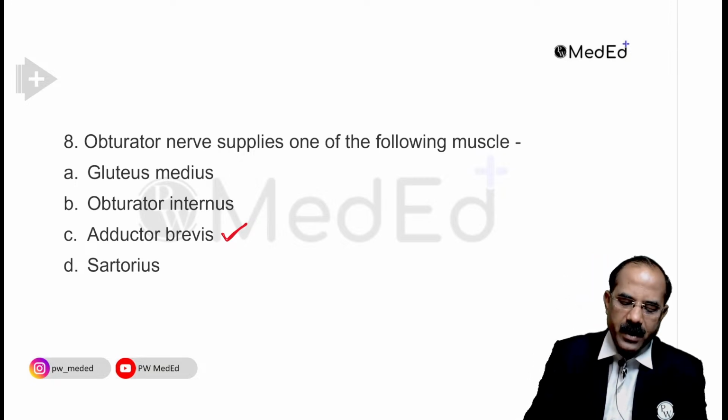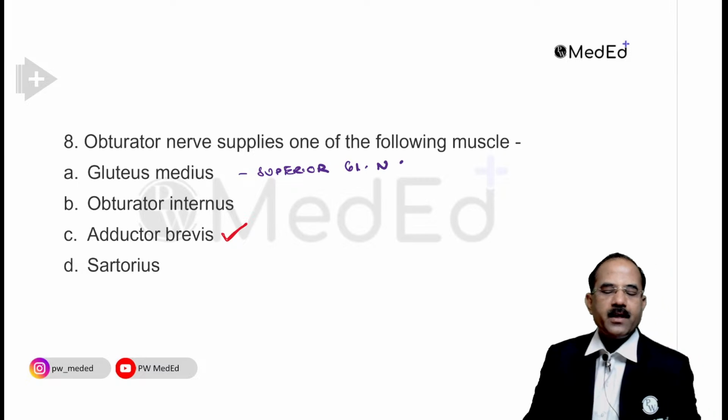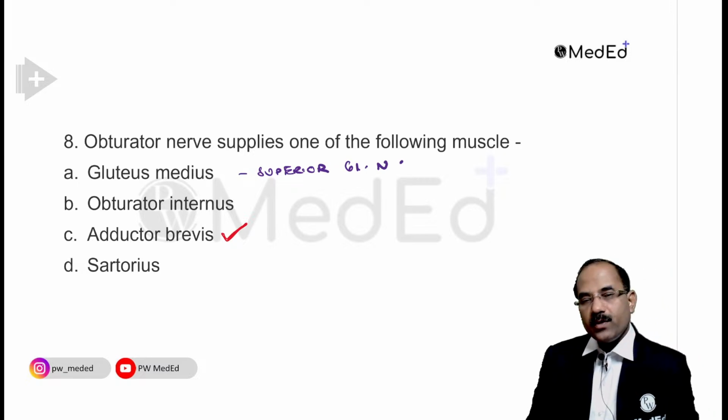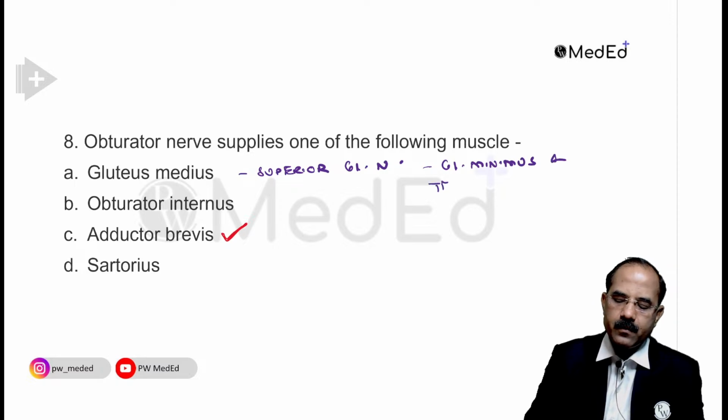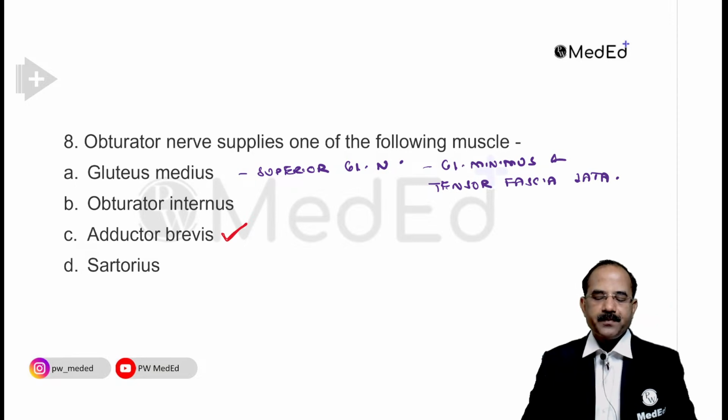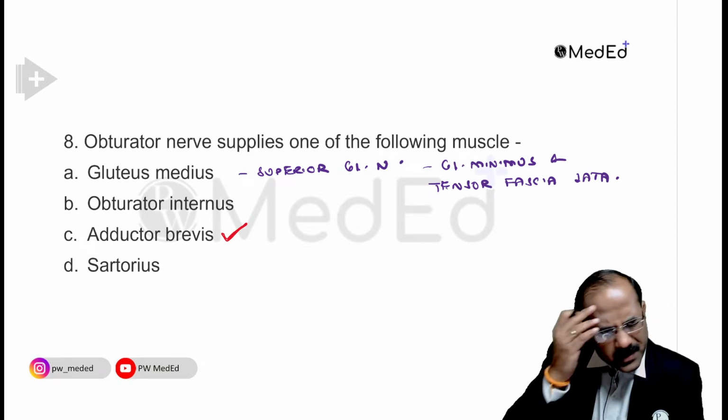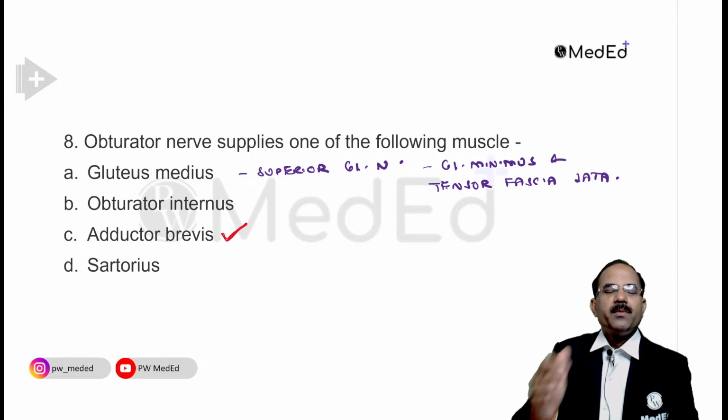Gluteus medius is supplied by superior gluteal nerve. Superior gluteal nerve तीन मसल सप्लाई करता है. एक है gluteus medius, gluteus minimus and tensor fascia lata. Tensor fascia lata. बस ये याद रखना students, this is extremely important MCQ.